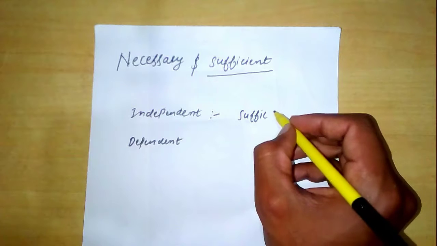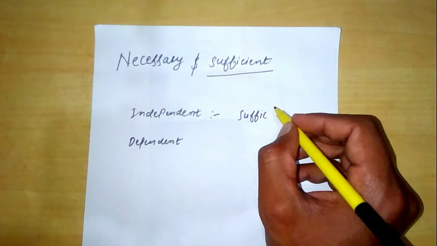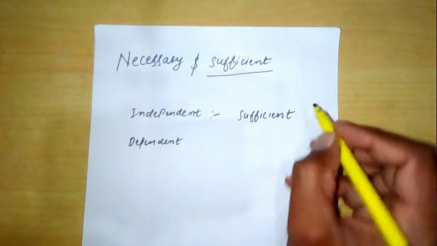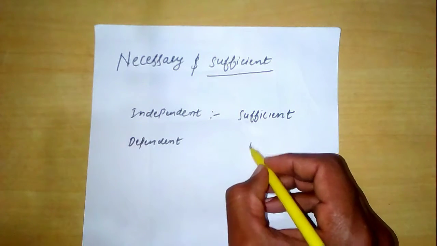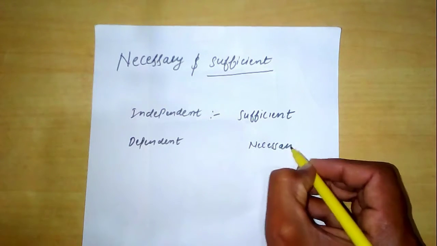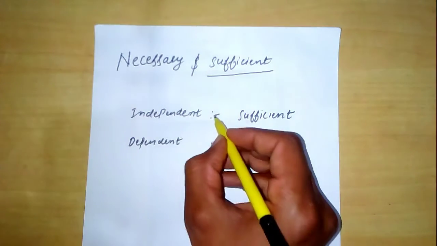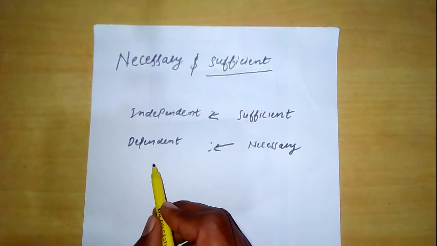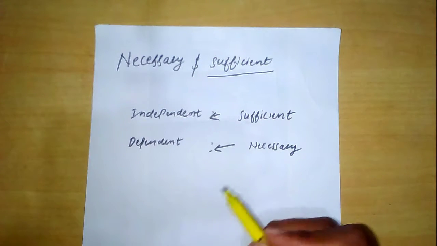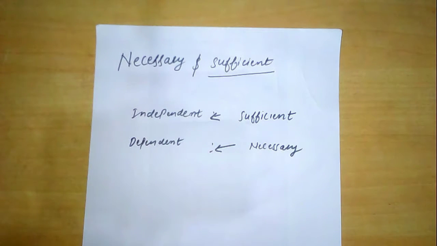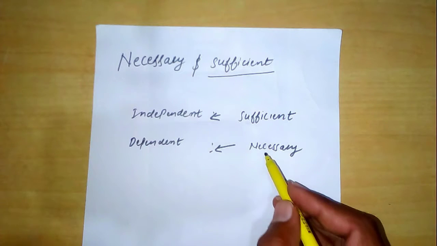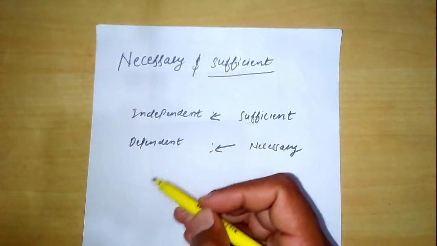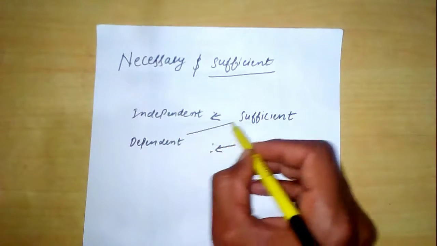So if I talk about both of these, then I will say that sufficient condition is an independent condition, and the necessary condition is a dependent condition. So what they exactly mean is that the necessary condition is dependent. On what does it depend? It will depend on the sufficient condition.